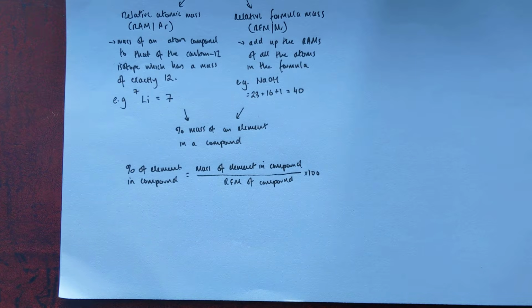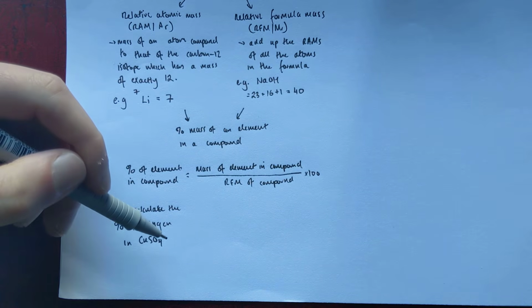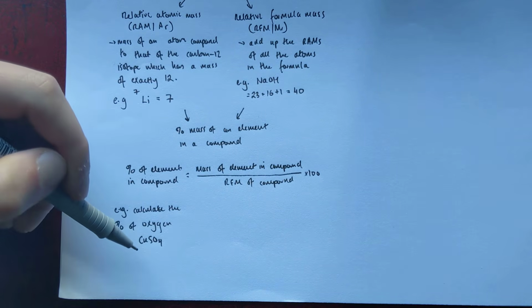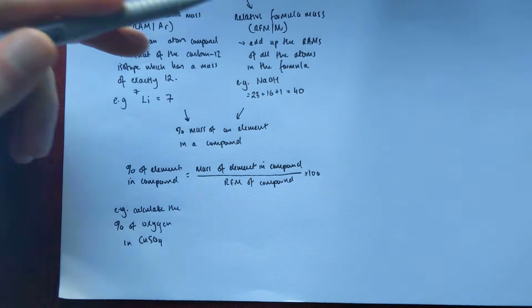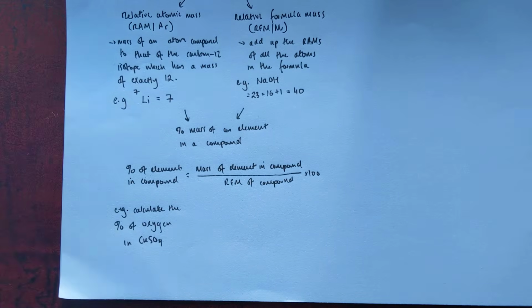As with every type of calculation, it makes more sense if you see it in an example. So an example question that might come up in the exam would be to calculate the percentage by mass of oxygen in the compound copper sulfate, CuSO4. So you've got this formula here, copper with a sulfur and 4 oxygens. You want to work out of the total mass of that compound, the relative formula mass, how much of that comes from the oxygens. So we need two things for this.